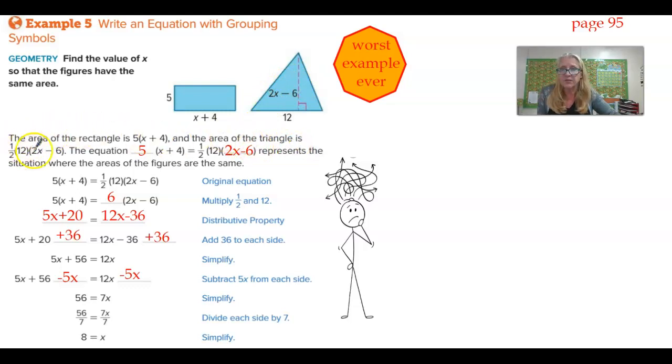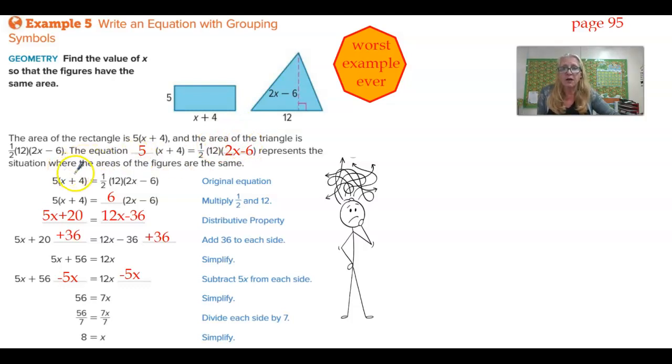So down here, they've given you some gobbledygook, and it says the equation, to find the area of this rectangle, we have to multiply 5 times x plus 4. So the x plus 4 has got to go in parentheses because it's not just 5 times x, it's 5 times the whole thing. So we put the x plus 4 in parentheses. Now on the right, the area of a triangle is 1/2 times the base, which is 12, times the height, which is 2x plus 6, in parentheses again.